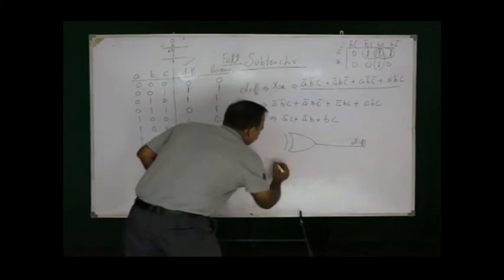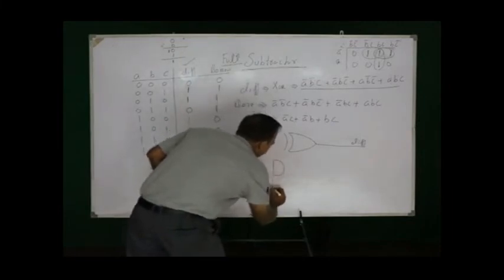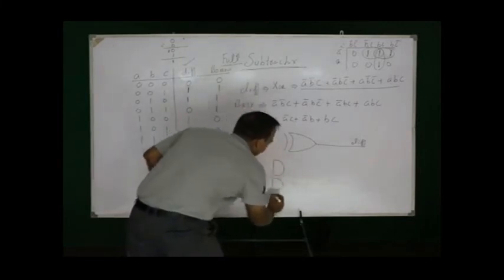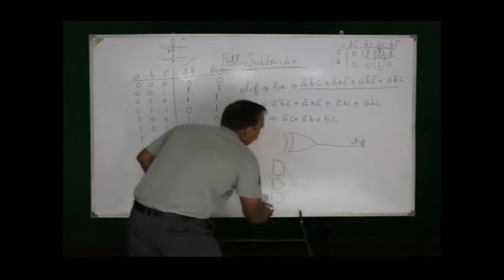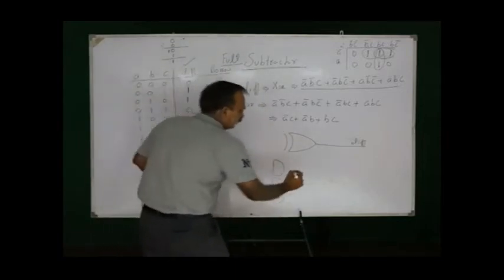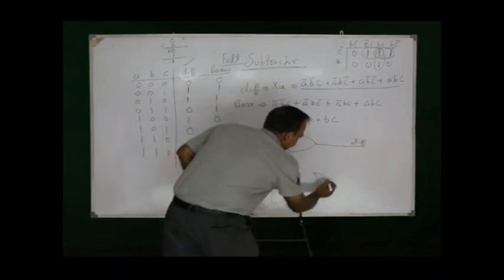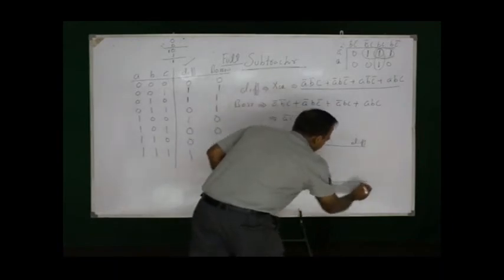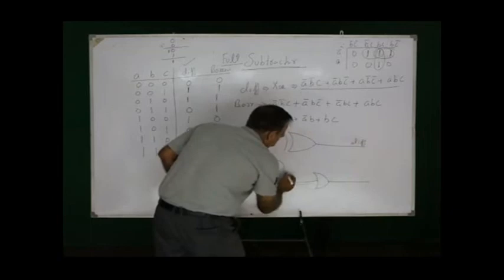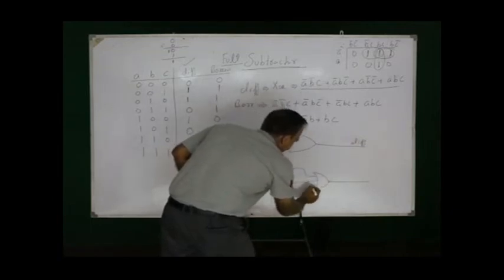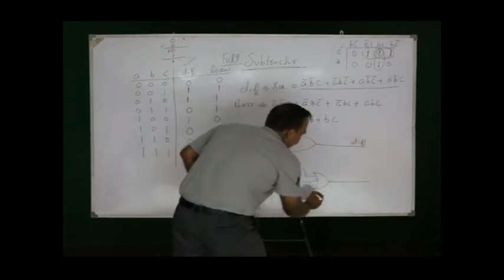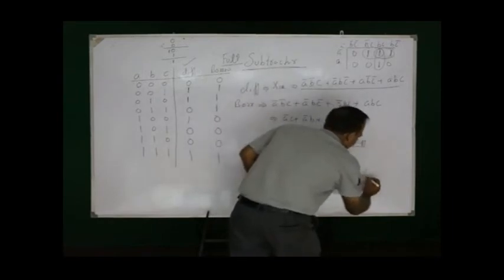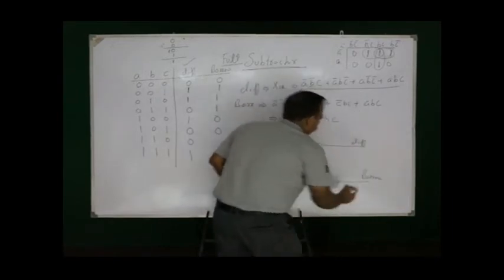I hope this is for A bar C, this is for A bar B, and the last one is for B C, and these three are added with the help of OR gate. This particular circuit will be representing the value of borrow.